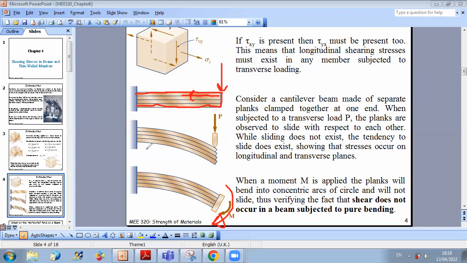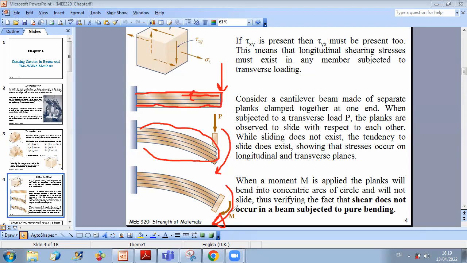And even if you consider this case where you have the possibility of sliding, putting a bending moment will not lead to any sliding between the parts. You will only observe curvature without any sliding effect, because the bending moment will lead only to normal stress distribution. However, the transverse load will create the ability to have sliding between the different parts. And when they are adhering to each other, the shear stresses will be developed to oppose the possibility of sliding.